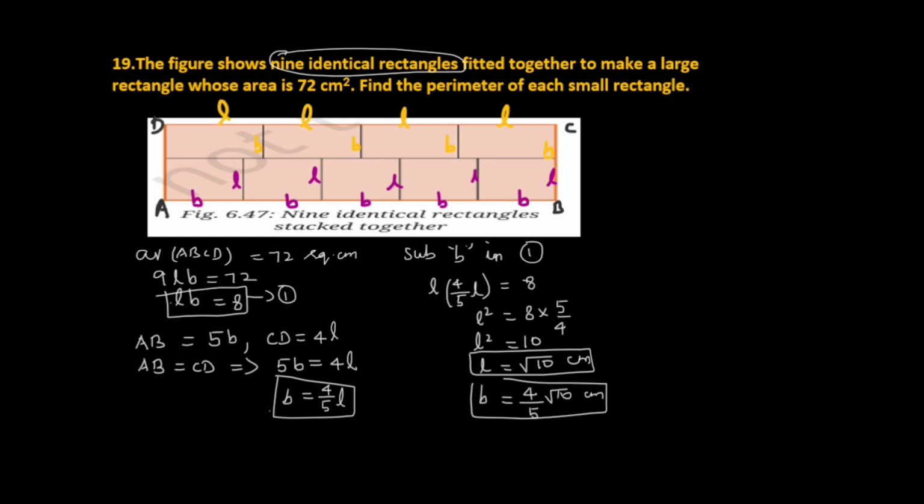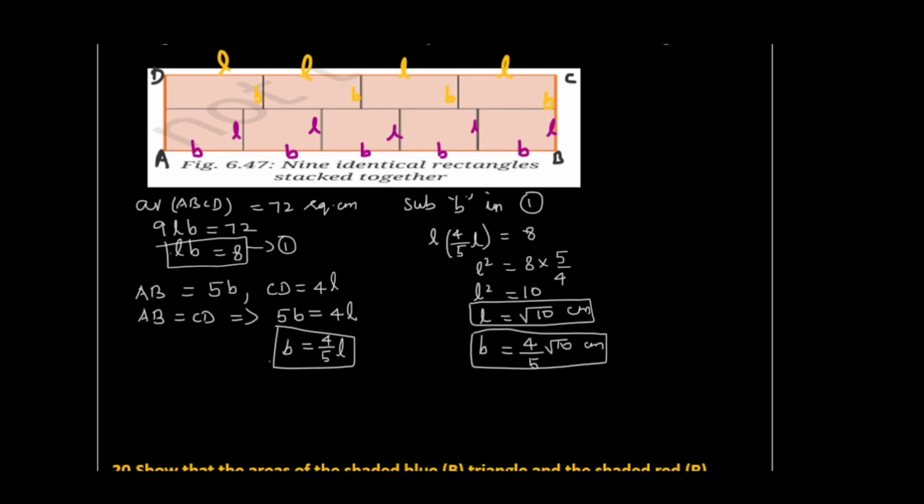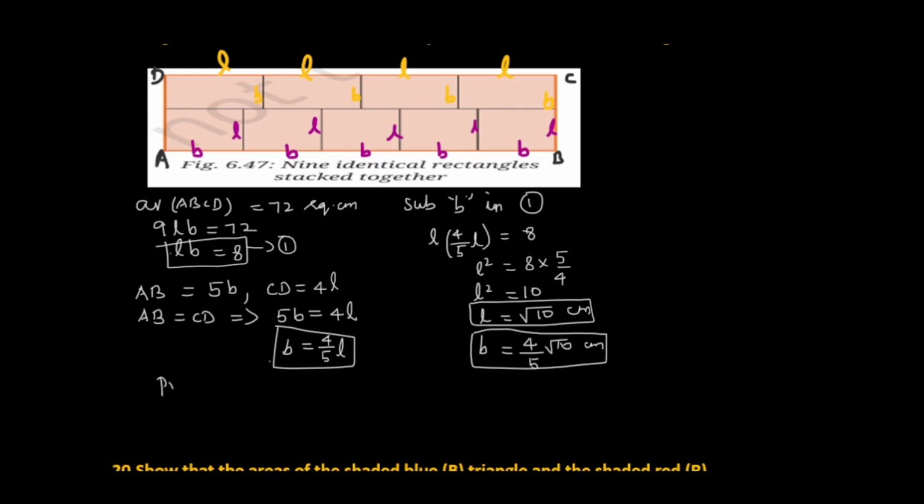Now finding the perimeter of each small rectangle. Perimeter of the small rectangle is equal to 2 into L plus B. So that is equal to 2 into L, which is root 10, plus B, which is 4 by 5 times root 10 centimeters. So this is the perimeter of each.